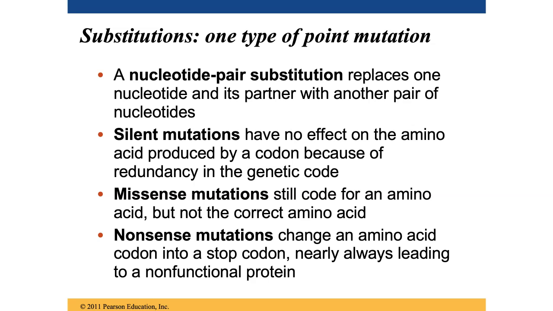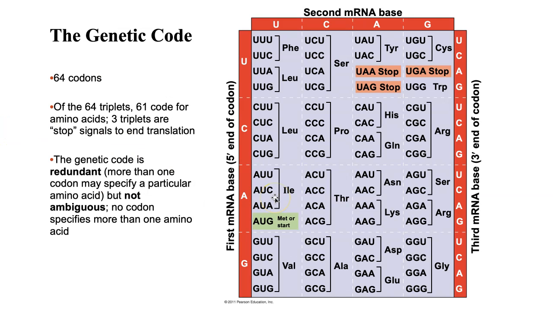You can have missense mutations, which still code for an amino acid, but for the wrong amino acid. So looking back at our genetic code, if it was supposed to be AUA and instead there was a point mutation and it was AUG, AUA would have coded for isoleucine up here. AUG codes for methionine, which is the start codon, and that will mess up our protein. So that is an example of a missense mutation.